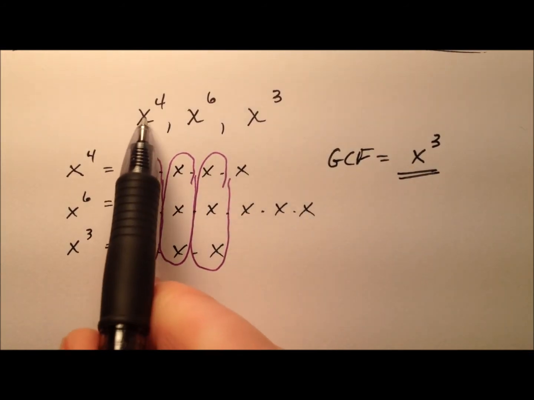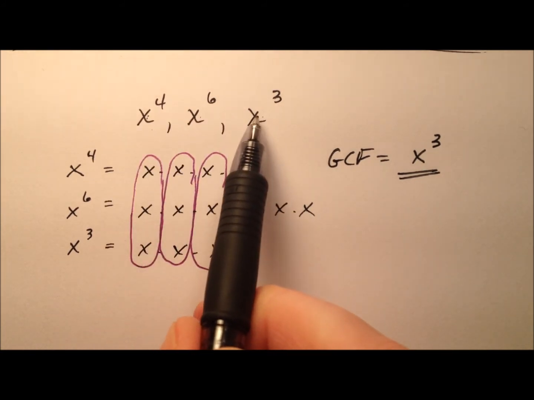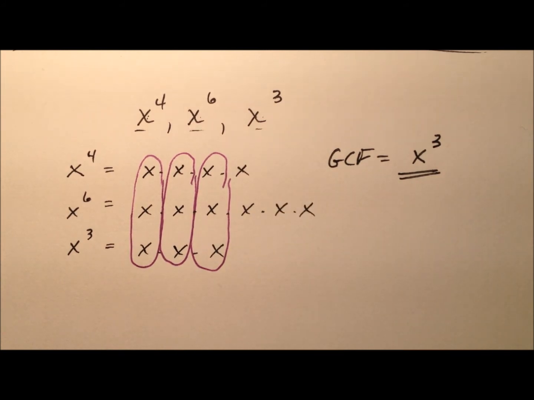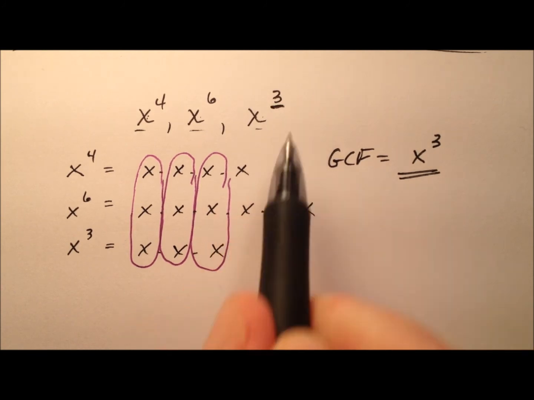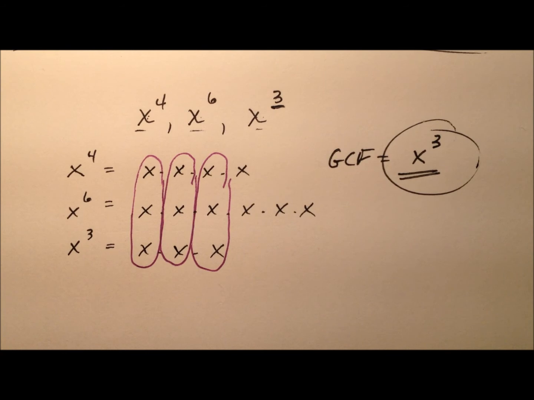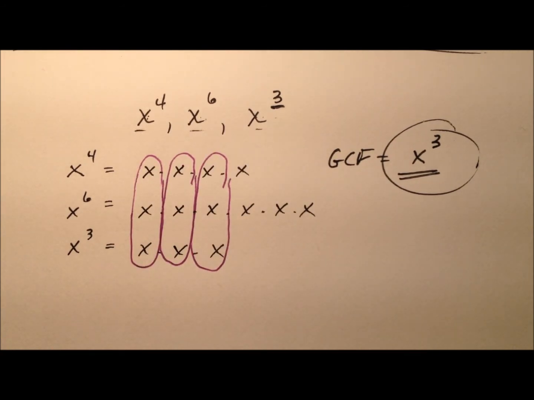Okay, so when looking at just the terms themselves, x to the 4th, x to the 6th, x cubed, all three terms include x's. So what we're really looking for is the smallest of those exponents, so x cubed. So 4, 6, and 3, 3 is the smallest. So the greatest common factor then of these three variable terms is going to be x cubed.